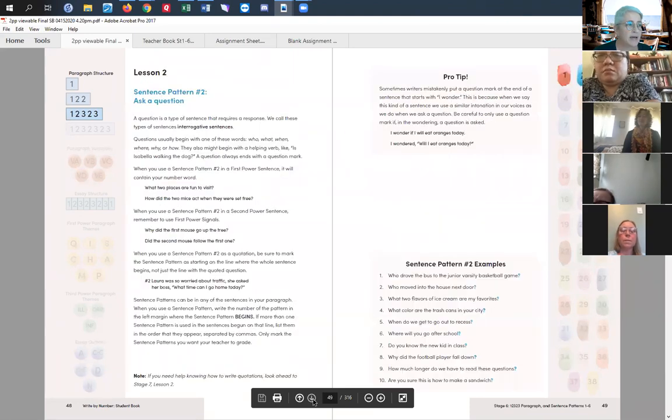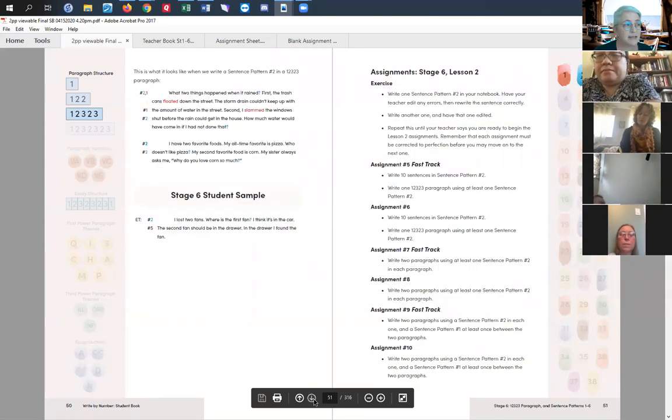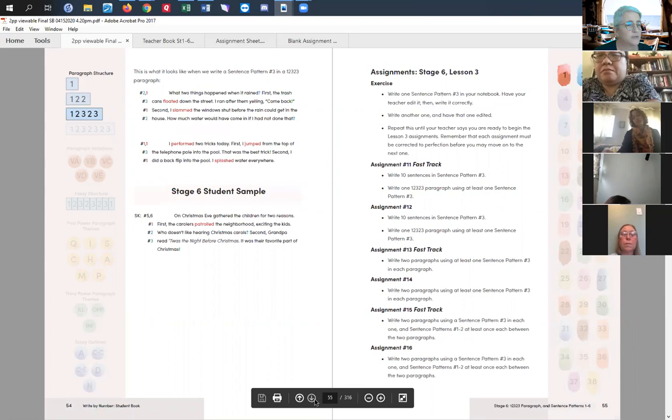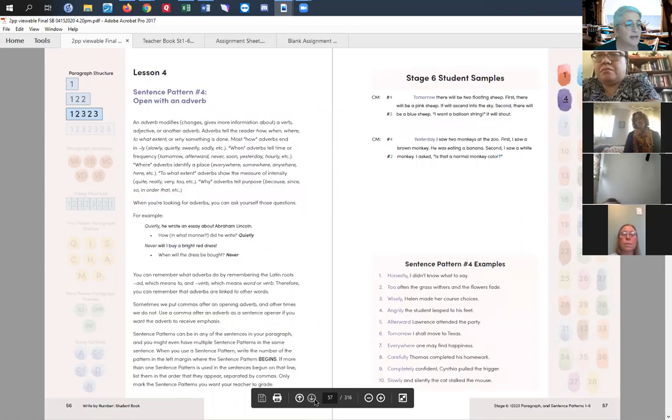And then they have a sentence pattern 2, which is ask a question. So it starts really simple. They're learning grammar, punctuation, how to incorporate each of these kinds of grammatical things in a paragraph. So it's applied right away. And then there's 3, which is exclamatory. 4 is open with an adverb. So of course they learn about adverbs there, but again, they're learning to apply it right away.